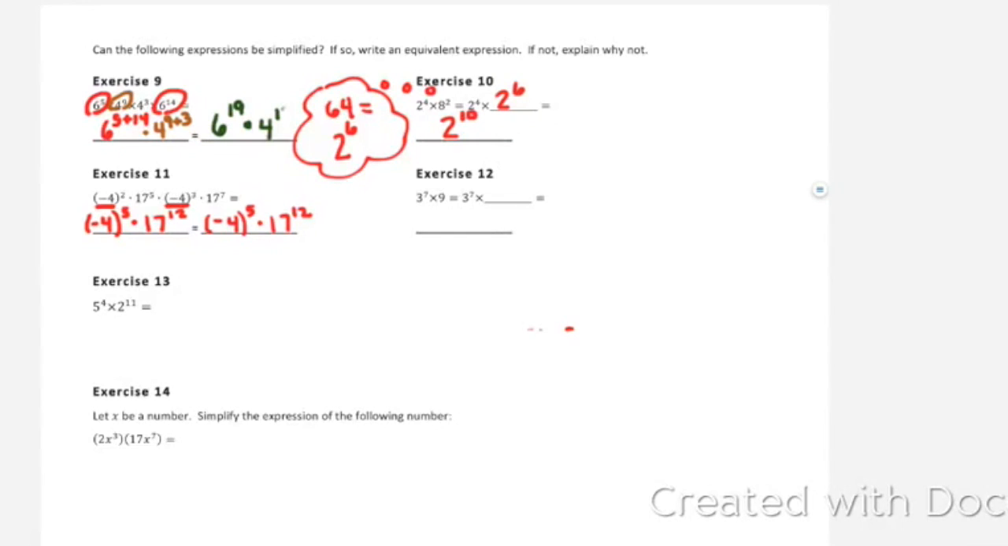All right, so exercise 12, we're looking at again where we don't have the same base, but that number 9 can be thought of in terms of a power of 3. 9 is the same thing as 3 squared. And so we end up with 3 to the 7th times 3 squared. And so that gives us 3 to the 7 plus 2, or 3 to the 9th. All right, then taking a look at exercise 13, we do not have the same base here. And so that is already simplified.